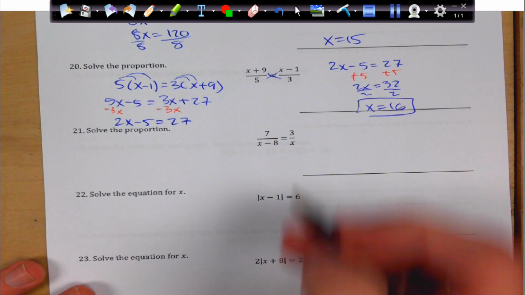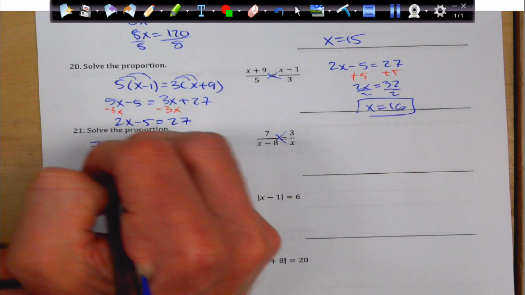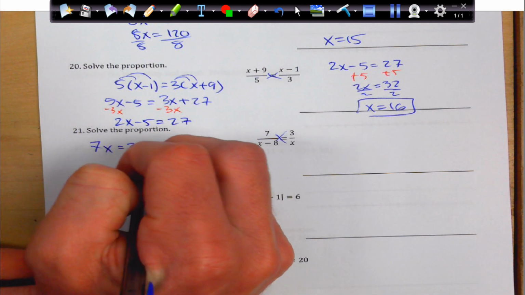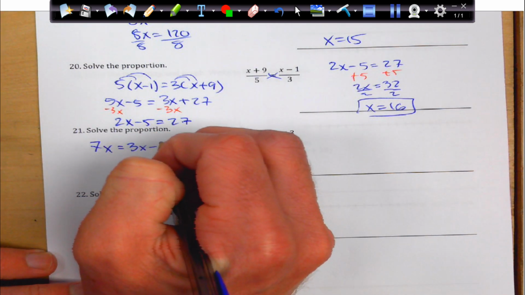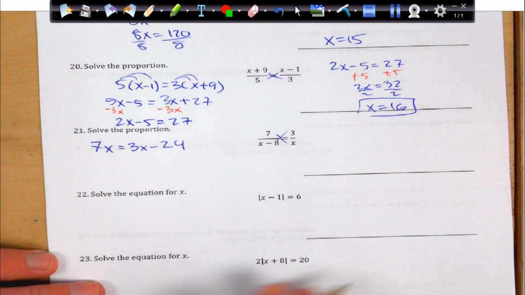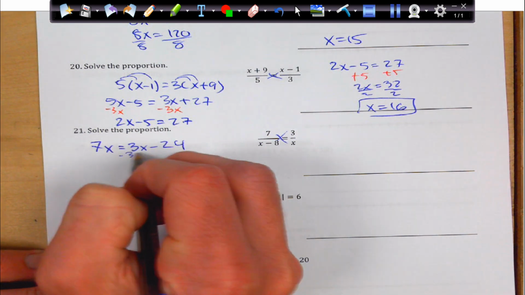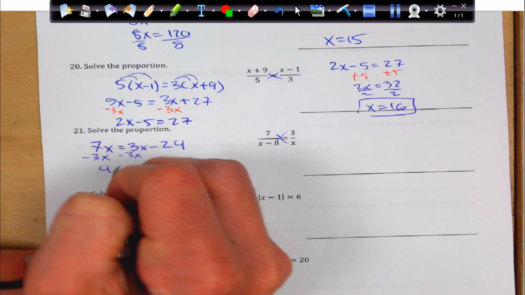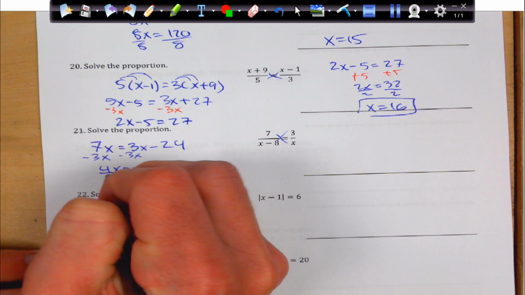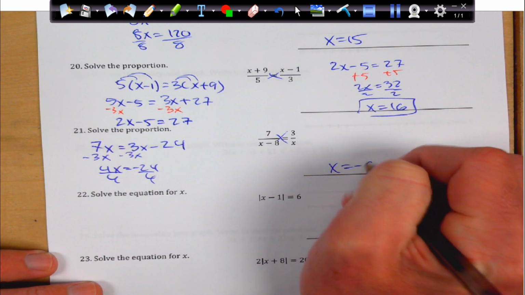And we do it again. This time we get 7x equals 3x minus 8 times 3 is 24. So I did that one step. I'm going to subtract the 3x to get 4x equals negative 24. Divide by 4, x equals negative 6.